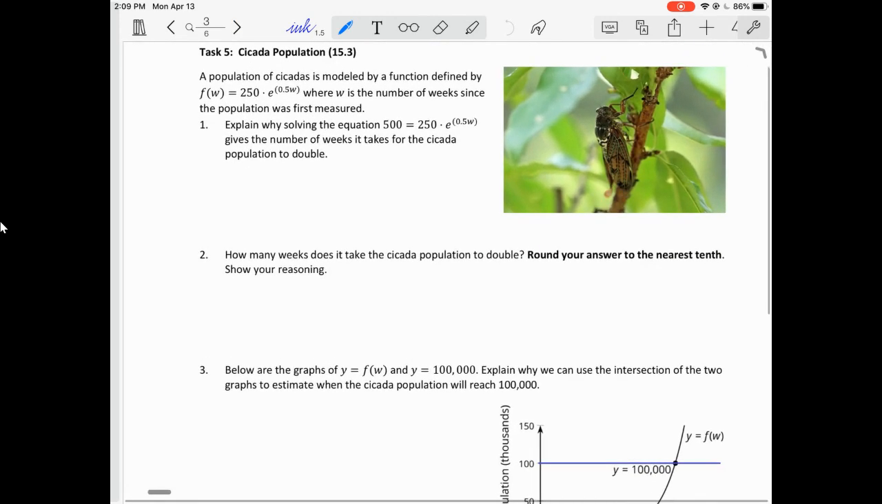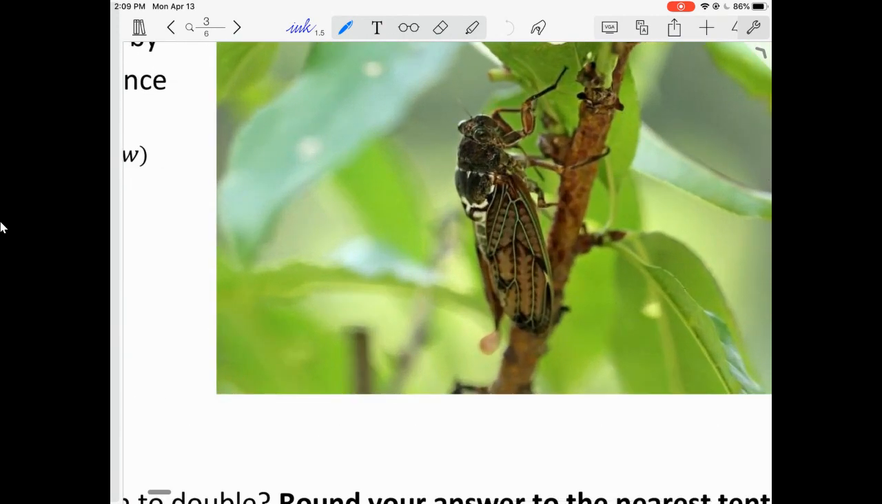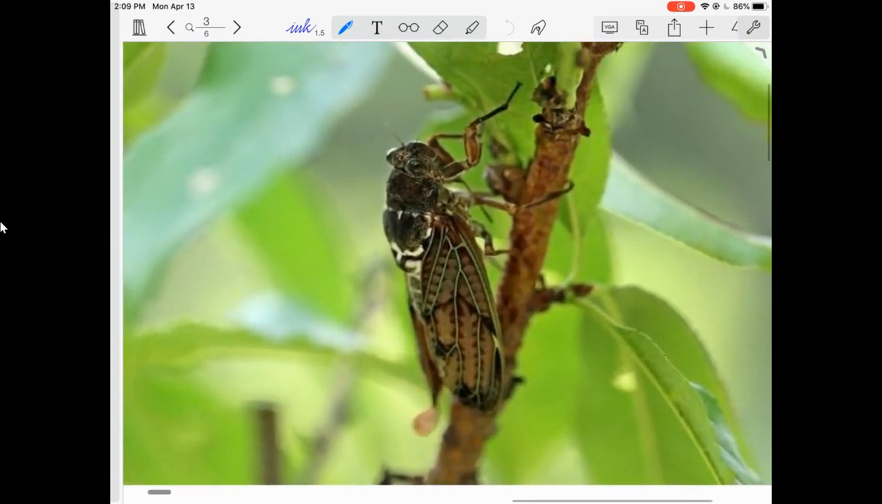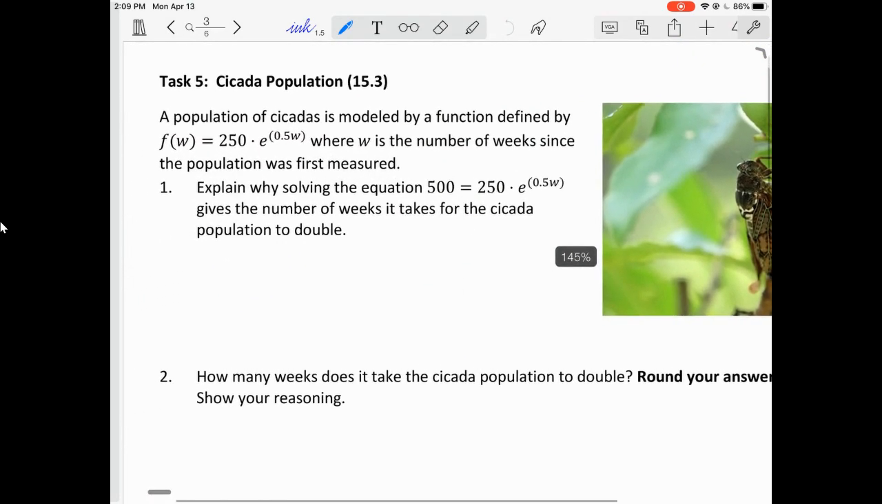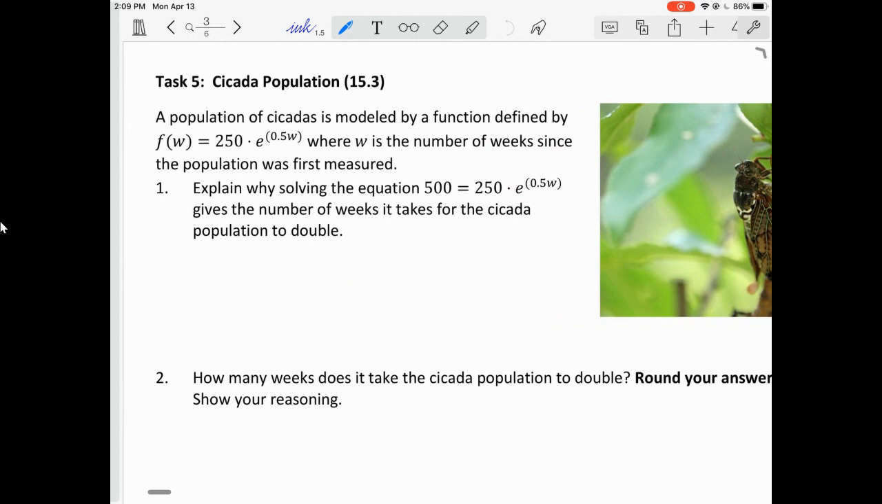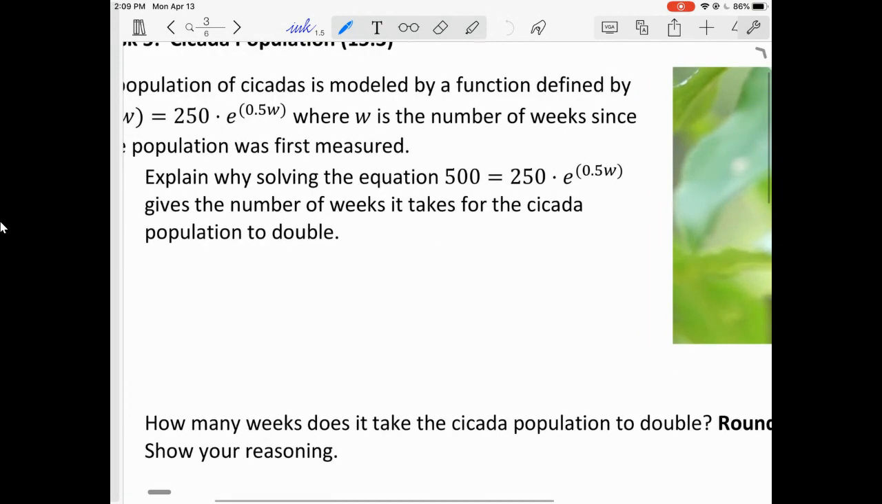All right, task 5, a cicada population. A cicada is like a grasshopper type insect. It looks like that. The population of cicadas is modeled by a function defined by this expression, where W is the number of weeks since the population was first measured. Explain why this equation gives us the number of weeks it takes for the cicada population to double.